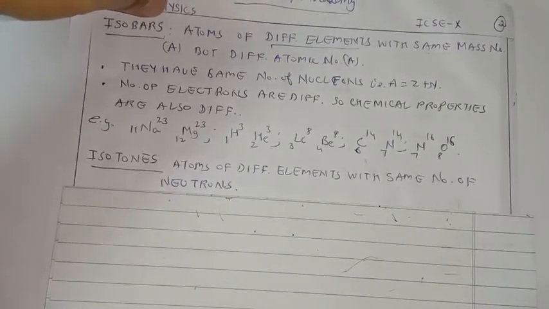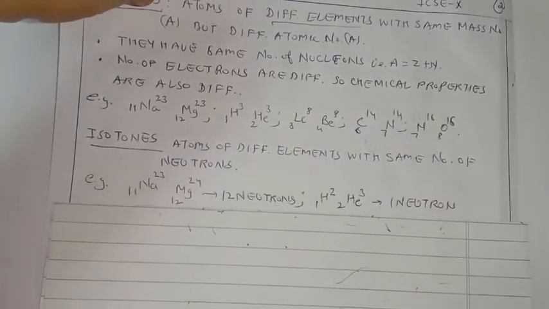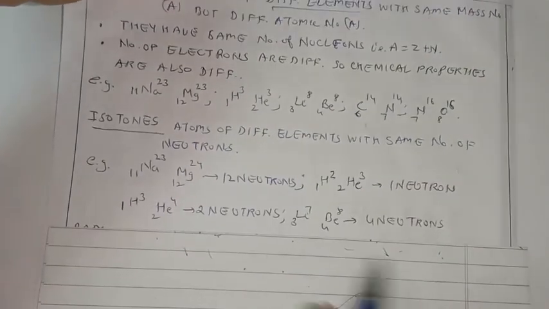Last, isotones. Atoms of different elements which have the same number of neutrons. So if two atoms belonging to different elements have the same number of neutrons, they are called isotones. For example, I have listed 4 examples.